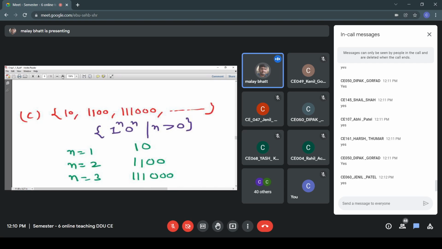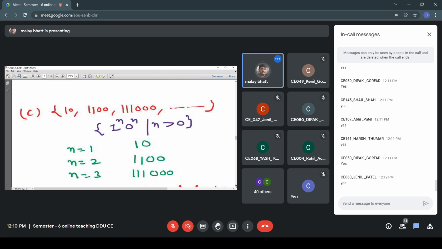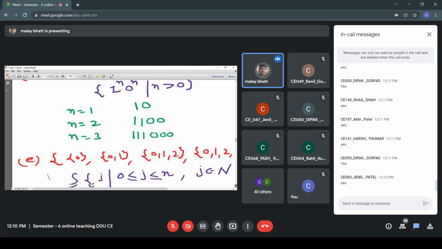So when n is 1, we are getting 1, 0 raised to 1, so 0. When n is 2, we have 2 occurrences of 1 and we have 2 occurrences of 0 after it. Similarly, when n is equal to 3, we have 3 occurrences of 1 and after that we have 3 occurrences of 0. So when I write this infinite set, we write it as 1 raised to n, 0 raised to n, where n is greater than 0. So I think you can understand this. It is a very simple representation. Okay, now we have another example here.